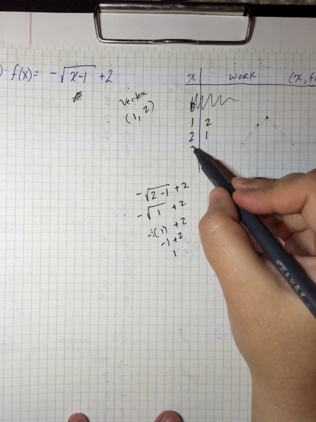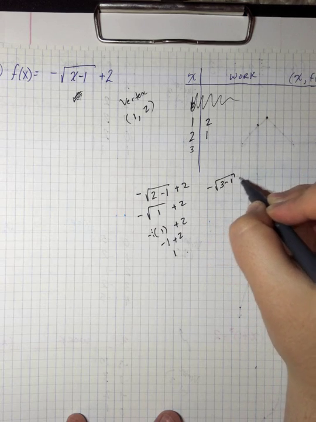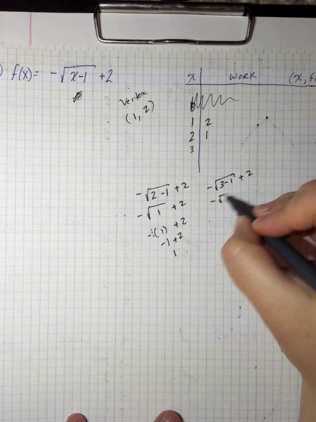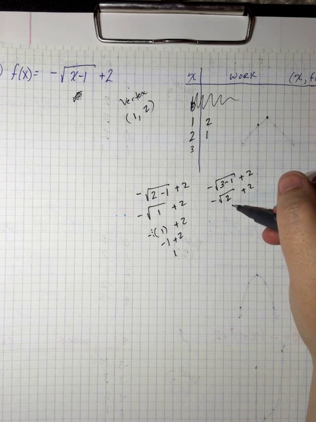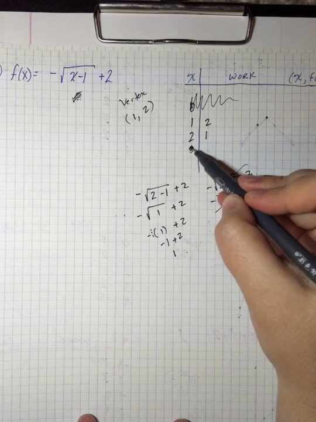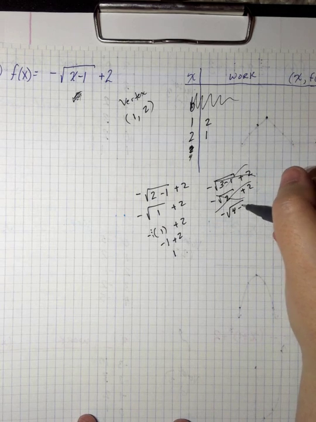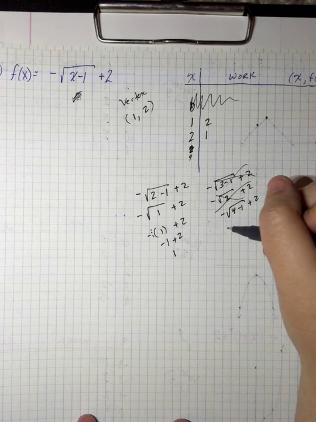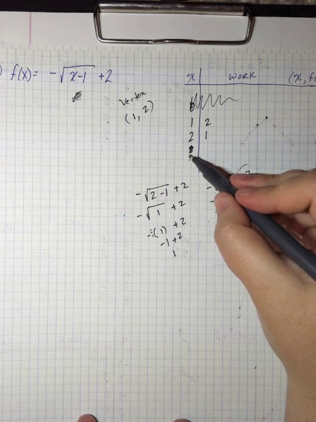Then I want to see, can I plug in a 3? Well, if I plug in a 3, inside my radical I get a 2. And I don't know what the square root of 2 is without a calculator. Even with that, I would get a decimal, so I don't want to use 3. So I'm going to move to 4. If I plug in a 4, that's going to give me the square root of 3. I don't know that either, so I don't want to use 4. Let's jump to my next number.